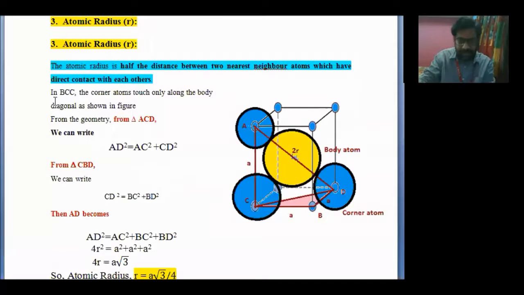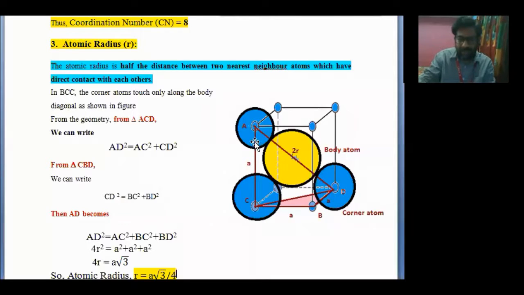Just once again, in a BCC, the corner atoms do not touch each other, but the corner atoms touch along the body diagonal. To find the atomic radius, as we know, it is defined as half of the distance between any two nearest neighbors which have the direct contact with each other. Here the direct contact is only along the body diagonal. So we are considering the structure like this. From the structure, we are going to consider two triangles. One is ACD and another one is CBD.